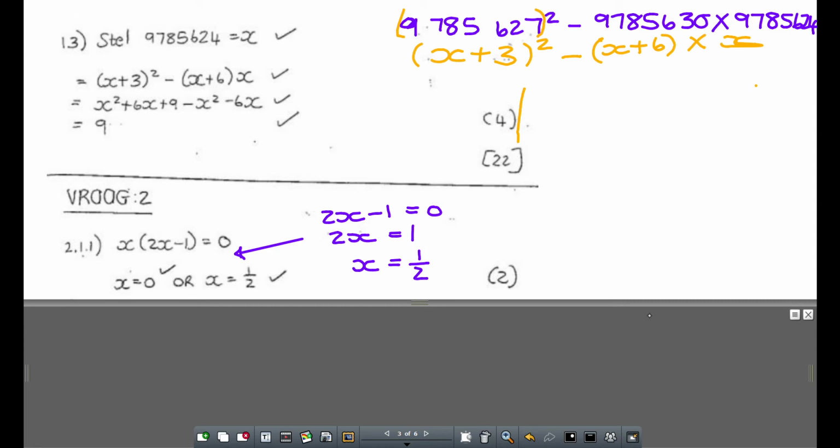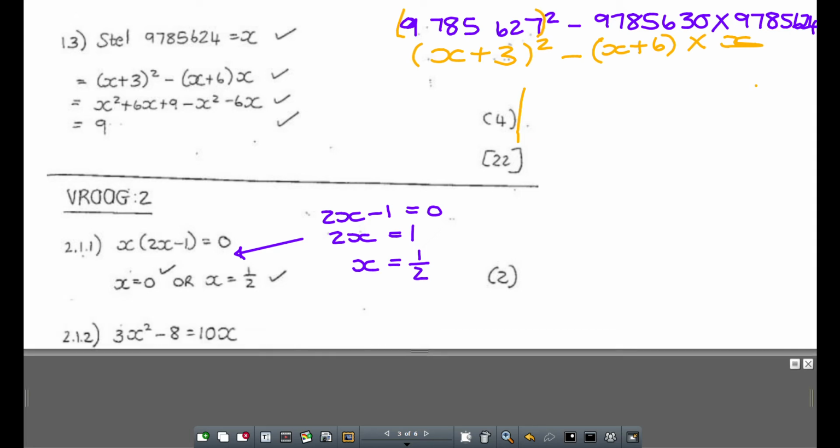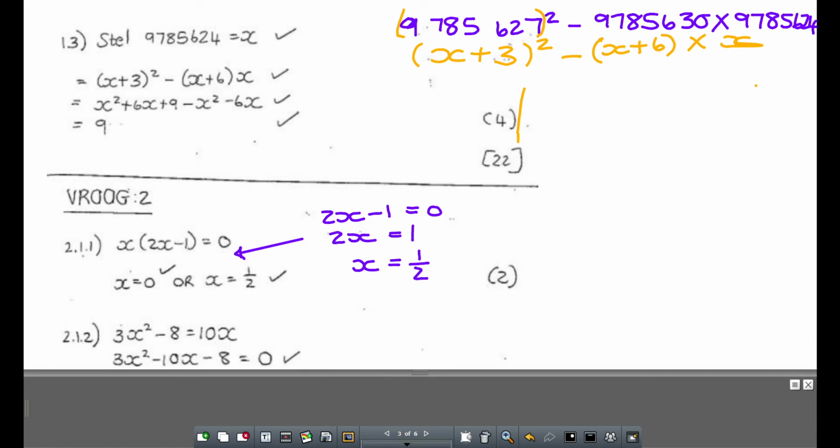Goed. Dan 2.1.2 het hulle gegee 3x kwadraat minus 8 is gelyk aan 10x. Now we said just now that we want to throw everything to the left hand side en dan maak ons dit gelyk aan 0. So daar het jy hom: 3x kwadraat minus 10x minus 8 is gelyk aan 0.